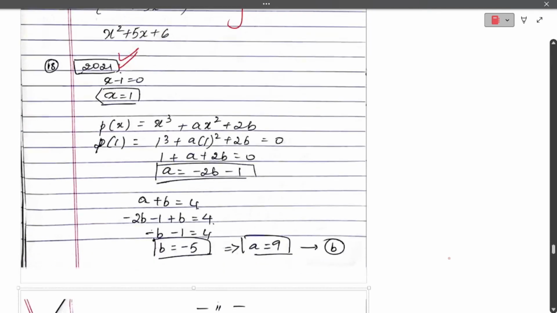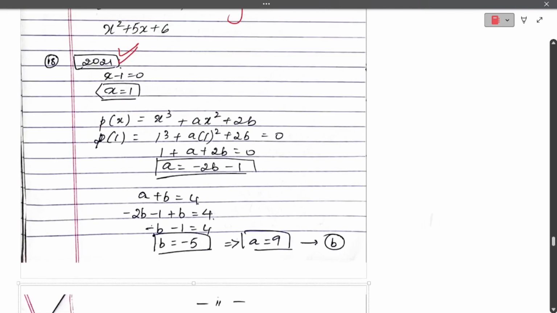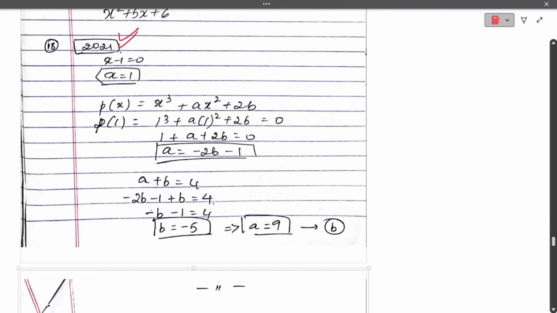Okay. Now, very simple question. So x minus 1 is a factor. That means x minus 1 is equal to 0. So when you put x minus 1 is equal to 0, x is equal to 1. So in place of x, you substitute 1. So for p of x, you substitute 1. So you will be getting a value for solving it. So p of x value you will be getting. Then this is your p of x.